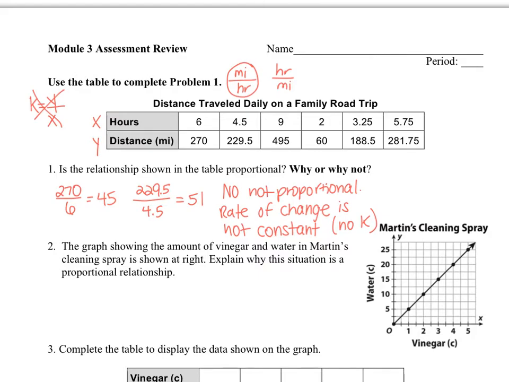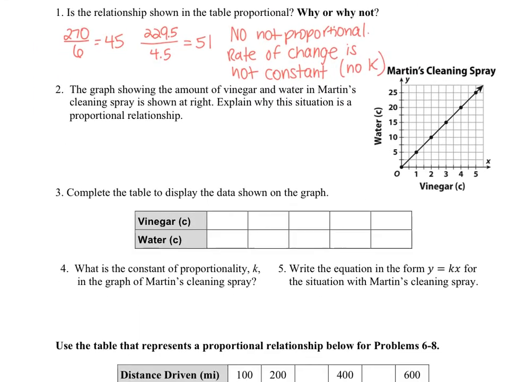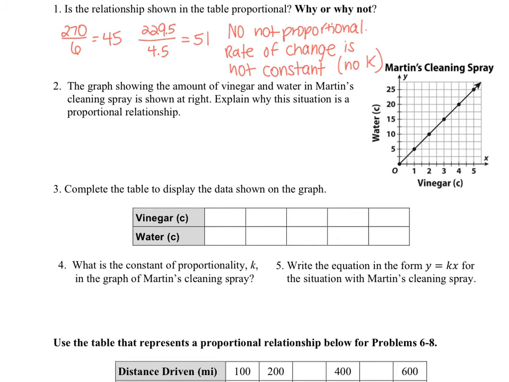All right, moving on. So we've got a graph. The graph showing the amount of vinegar and water in Martin's cleaning spray is shown at right. Explain why this situation is a proportional relationship. So I'm telling you that it is a proportional relationship right here, and you're supposed to say why.